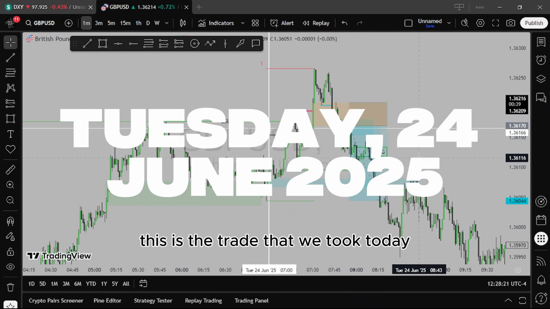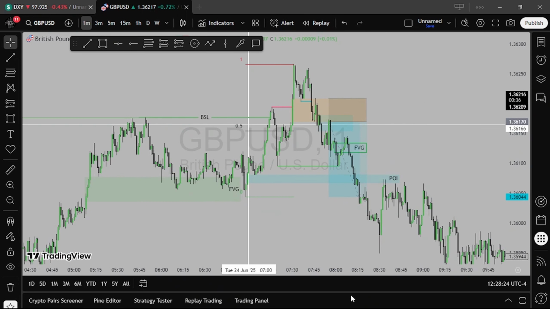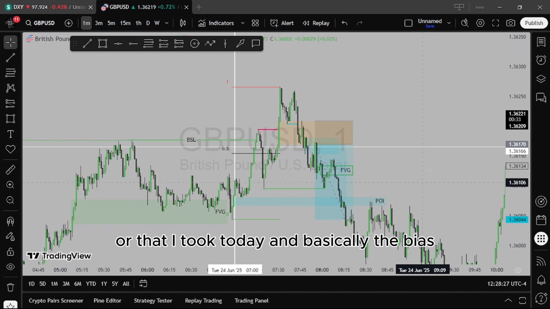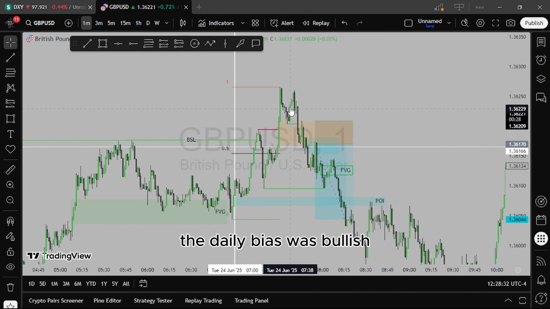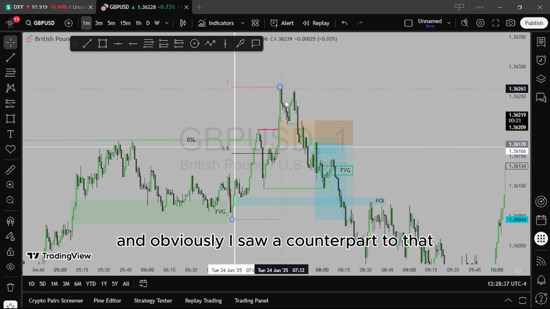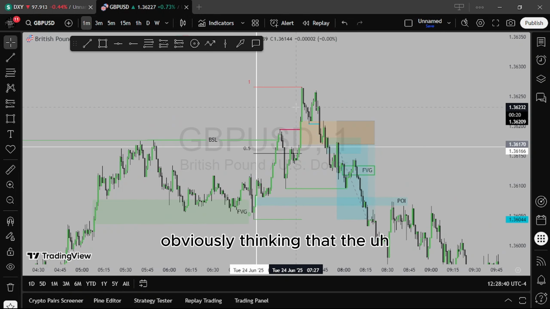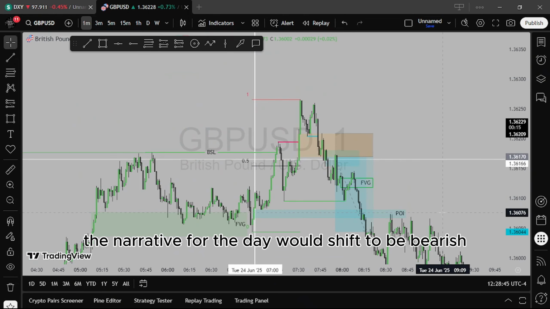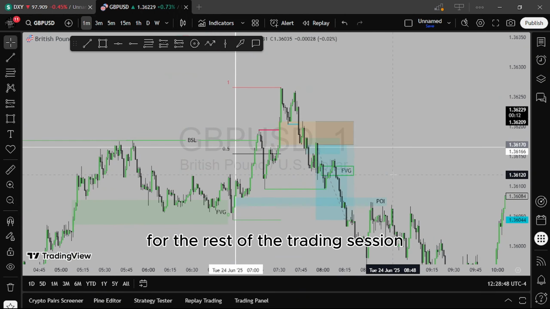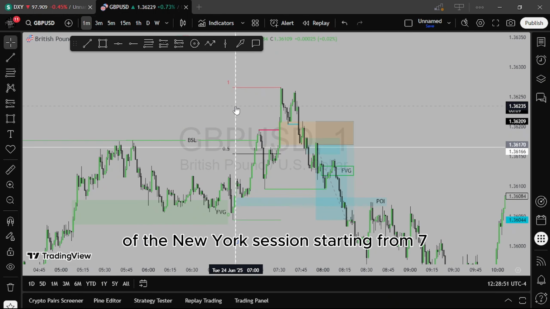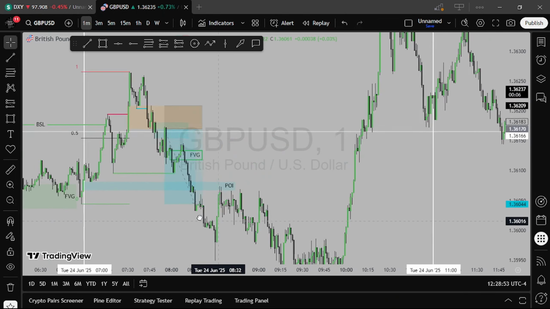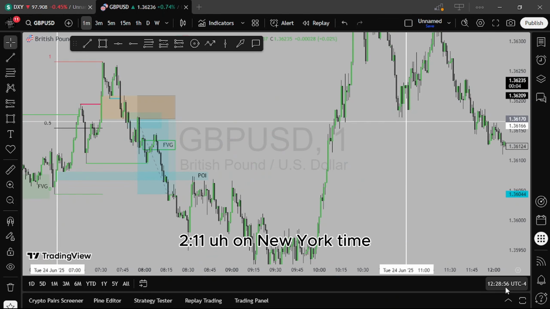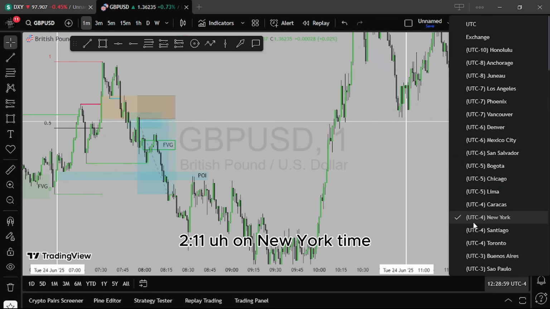This is the trade that I took today. The daily bias was bullish, and obviously I saw a counterpart to that, thinking that the narrative for the day would shift to be bearish for the rest of the New York session, from 7 to 11 on New York time.